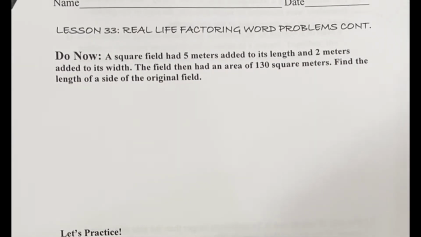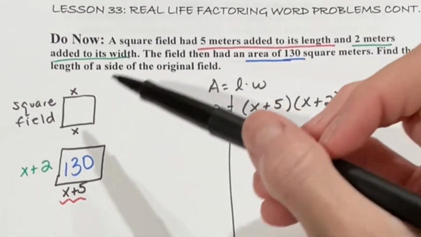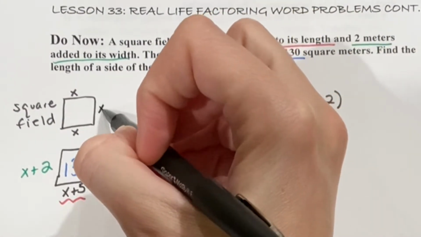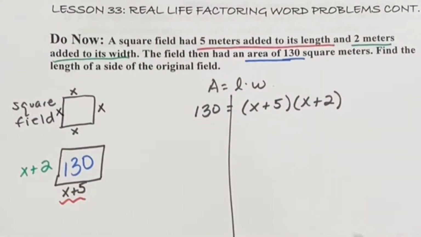So I'd like you to try to figure out what the equation is that we're going to use to solve, and then come back to check your equation before you solve. So if I look here, my original was a square field, so that meant that all of my sides were the same length. And since we didn't know that length, we call it x.